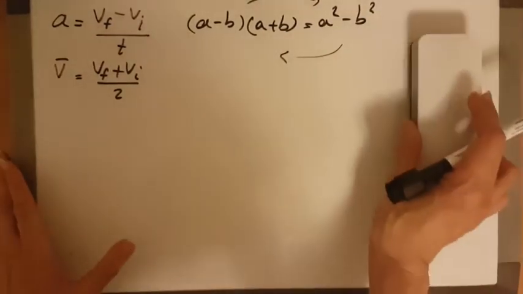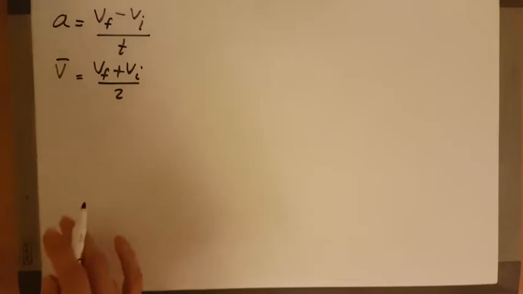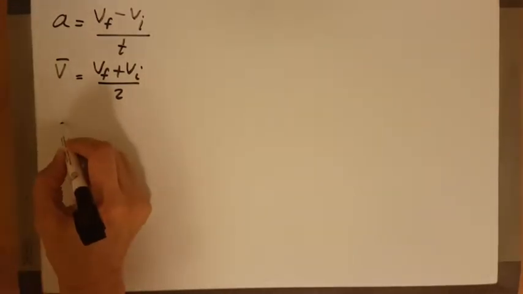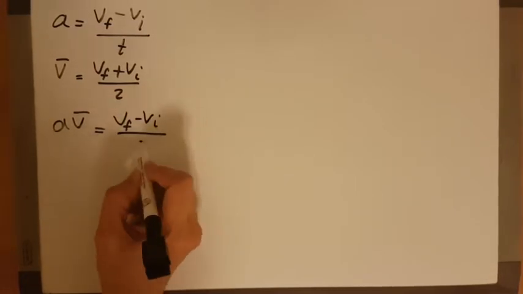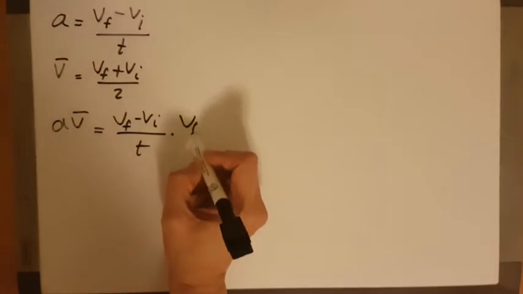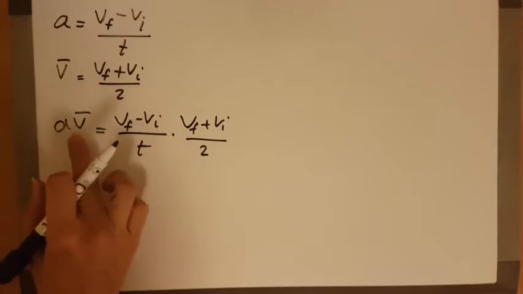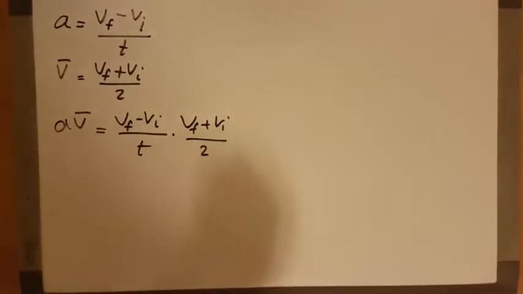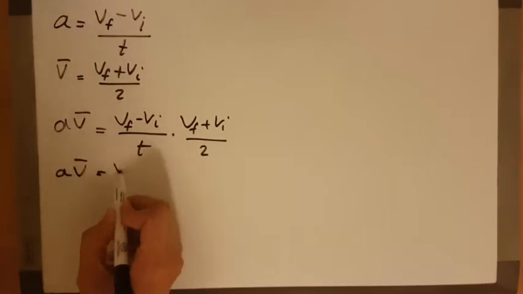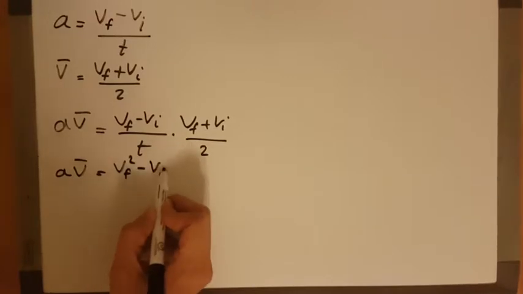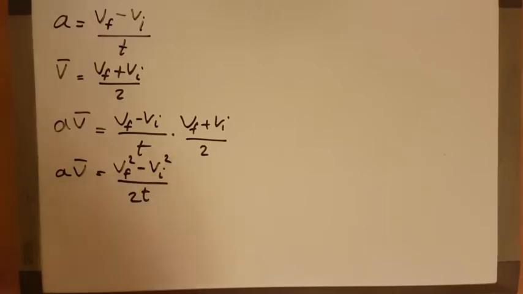So let's actually use this and come up with a tidy formula in here. So I multiply A and V average. I will have Vf minus Vi divided by T times Vf plus Vi divided by 2. This is of course A times V average. I just substituted. And of course in here I will have A V average equals V final square minus Vi square, according to that differences of squares that I had. And in here I will have 2T.